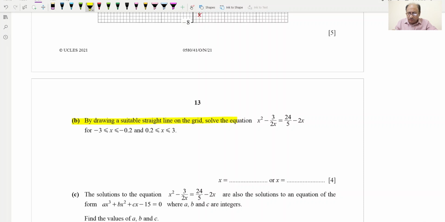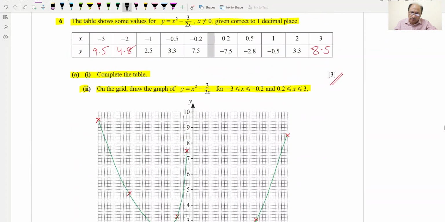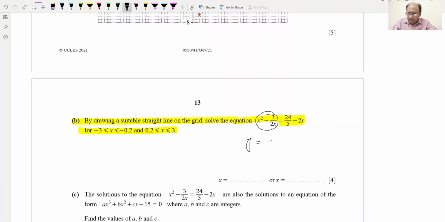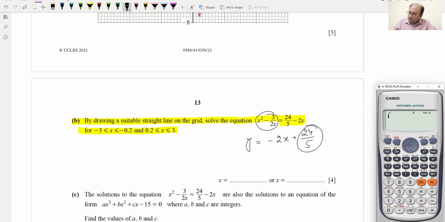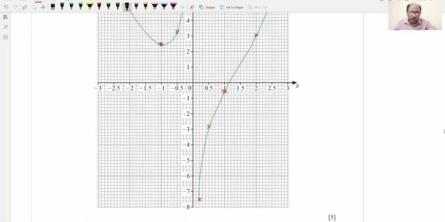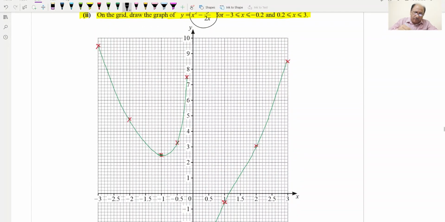By drawing a suitable straight line, solve this equation using the graph. So what we can do is figure out that this portion is basically y. So we can write y is equal to minus 2x plus 24 over 5, and 24 over 5 is the y intercept. The decimal value of 24 over 5 is 4.8. This will be our y intercept, so we'll have to reach there at 4.8.